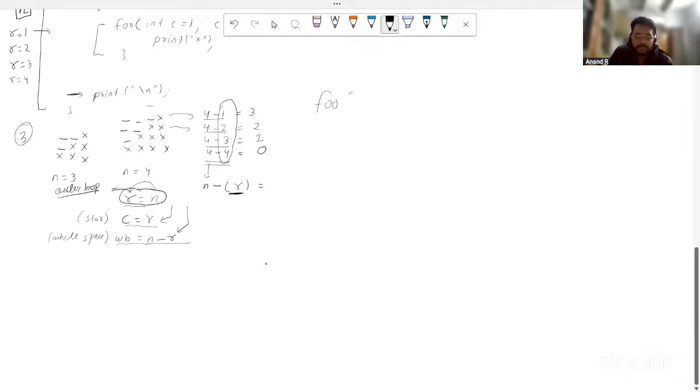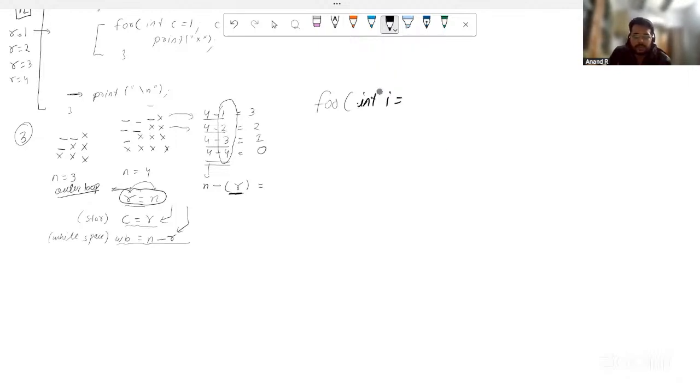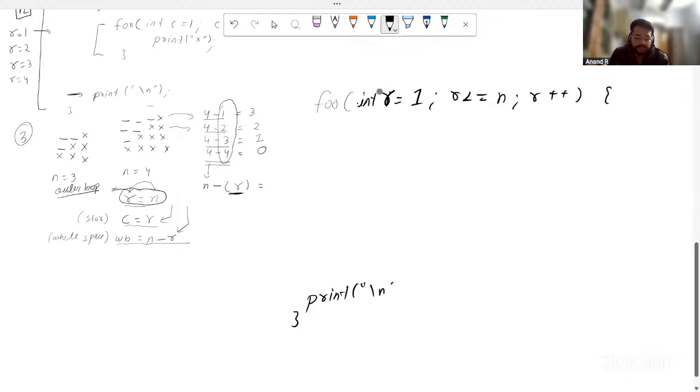White space first. So let's write down the logic. Okay, let me increase the thickness. So int r is equal to 1 and r should go till what? N, and r plus plus. I think it's pretty much clear, right? r is equal to 1, r less than or equal to n, and r plus plus. And over here, I should write down print slash n, right? Now here, first I should write down the logic to print white space.